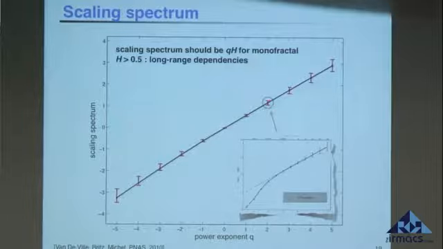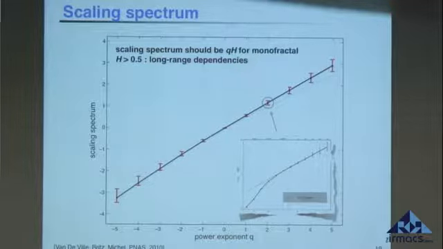So that means that for each point here, and q ranges from -5 to 5, for each point here, you have fitted the slope and you have reported it over here. And now, if all those points lie on a straight line, you have a strong indication of monofractal behavior, because this line should really be like q times h, where h is the Hurst exponent.